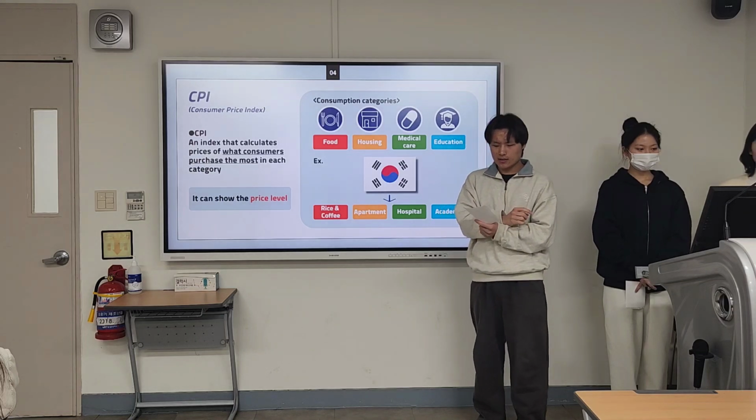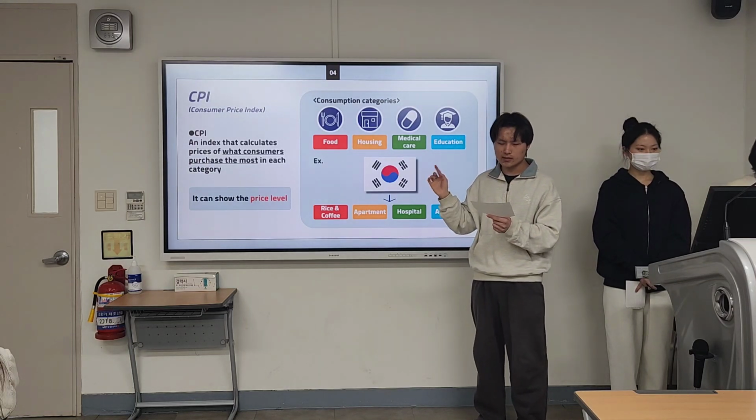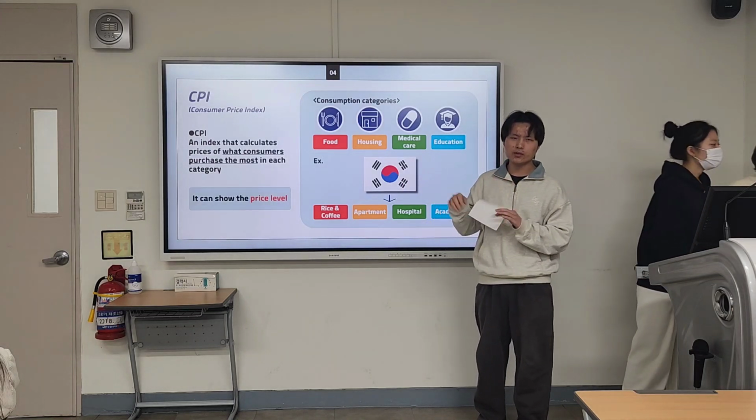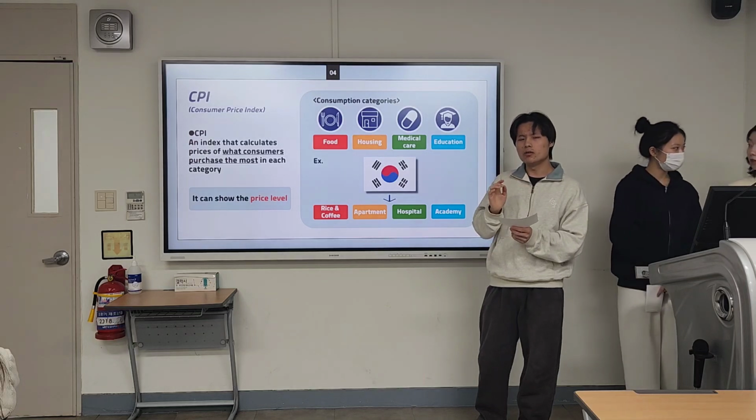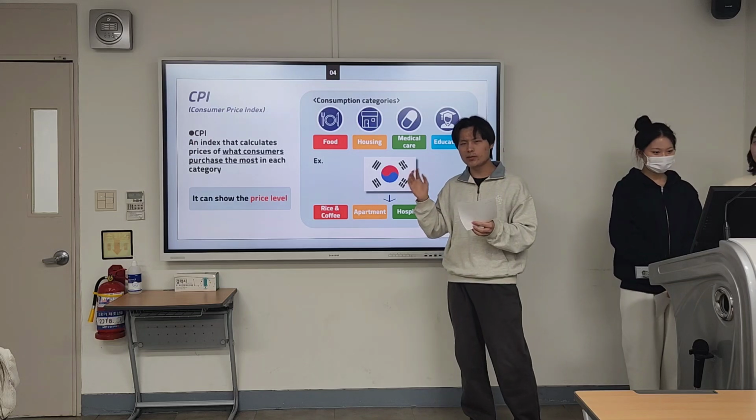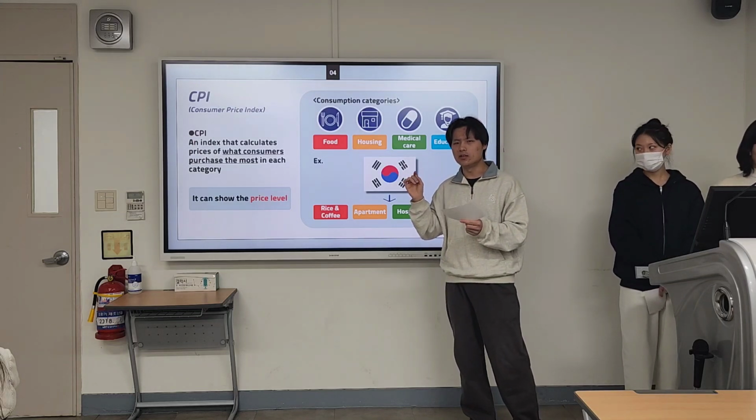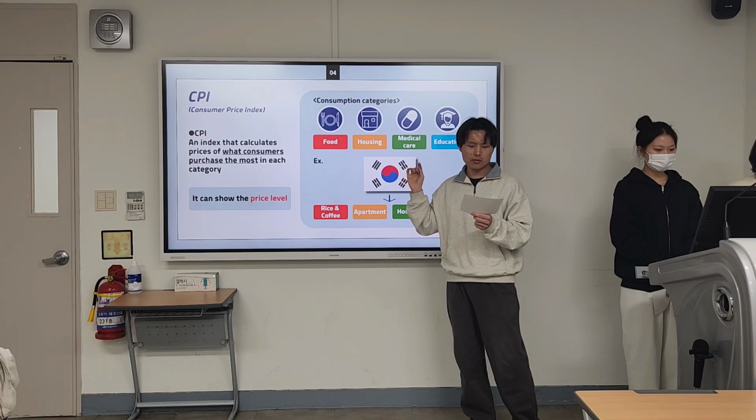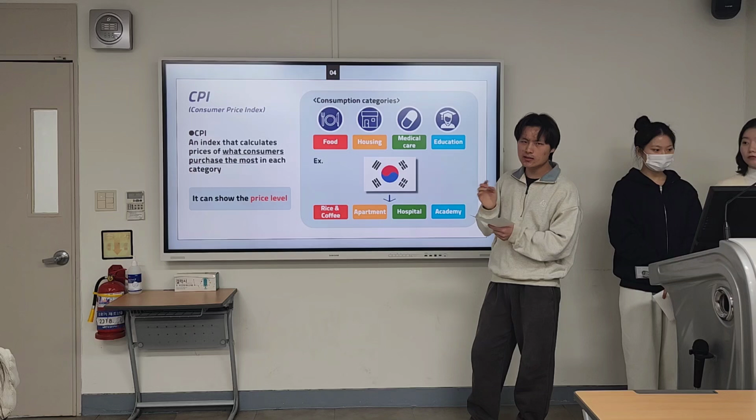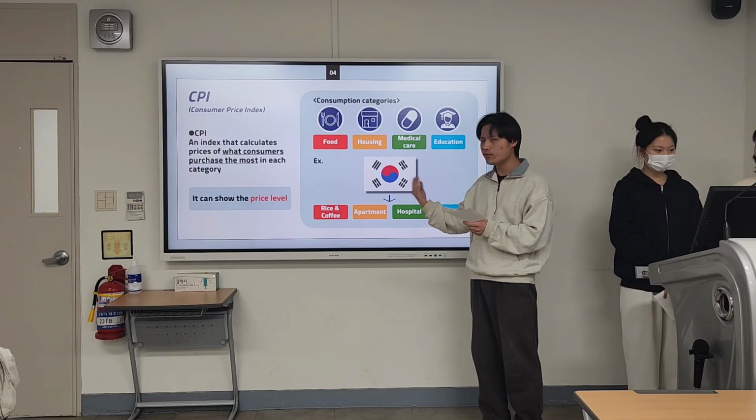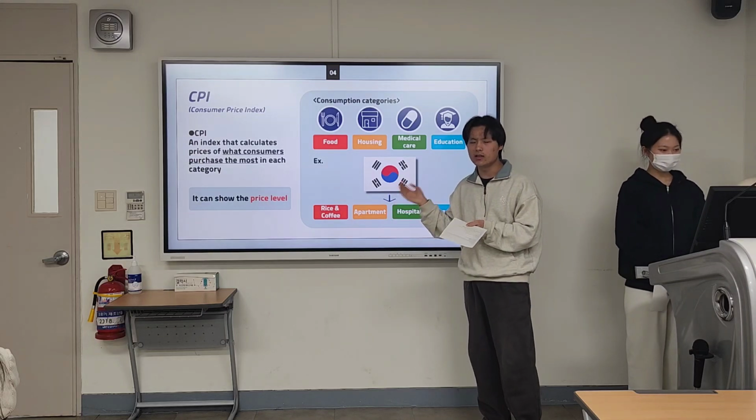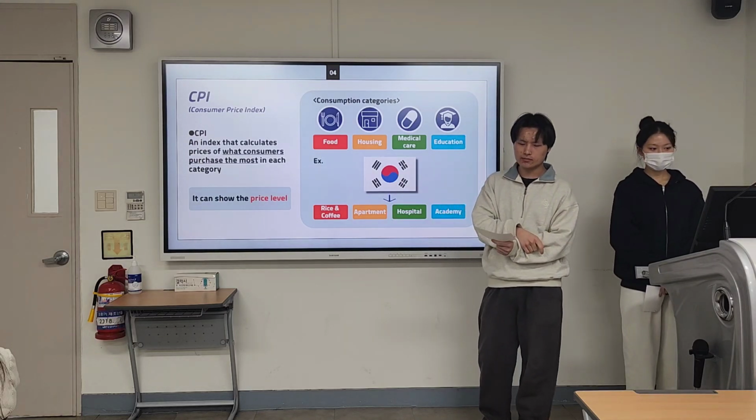The distinct feature of it is that it categorizes consumption into several categories and only calculates the best sellers in each category. I mean, the best sellers are the most consumed ones. For example, CPI in South Korea calculates the price of rice and coffee in the food category, since rice and coffee are in high demand in South Korea.